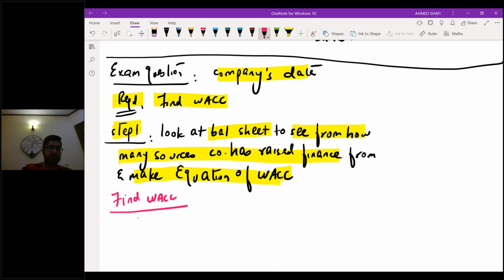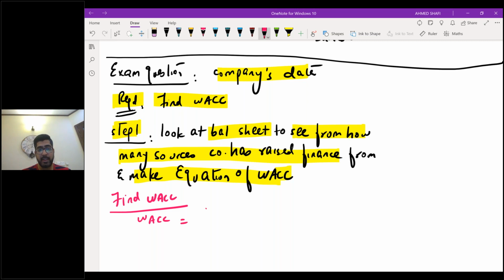Make the equation of WACC. If the company has raised finance through two sources, equity and debt, it has to pay a return to two parties. One, it has to pay a return to equity holders, bearing a cost called cost of equity, KE. Then it has to pay a return to debt holders, bearing a cost called cost of debt after tax, because debt is always after tax. The equation of WACC is going to be KE plus KD, because the company has raised finance from two sources.